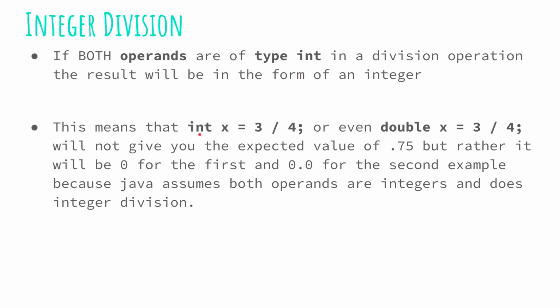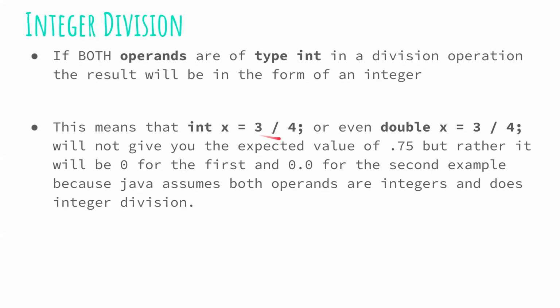Division in Java can get a little bit tricky, and this is because of integer division. Integer division means that if both operands are of type integer in a division operation, the result will also be in the form of an integer. So for example, we have int x equals 3 divided by 4. The operator here is this division symbol, and the operands are 3 and 4.